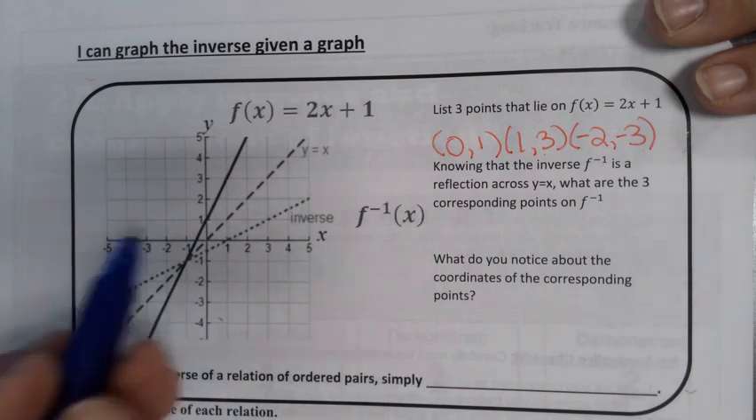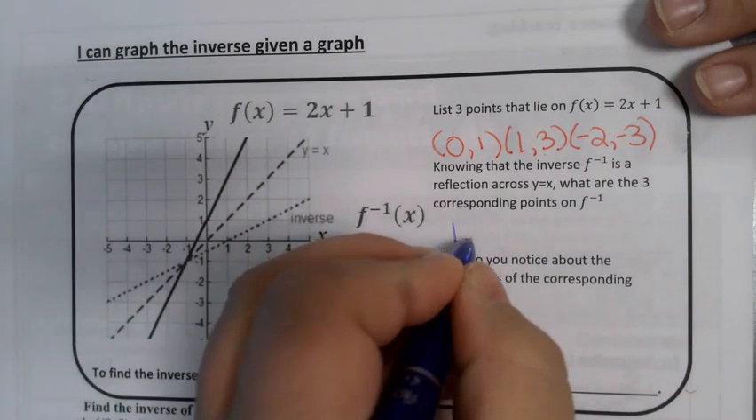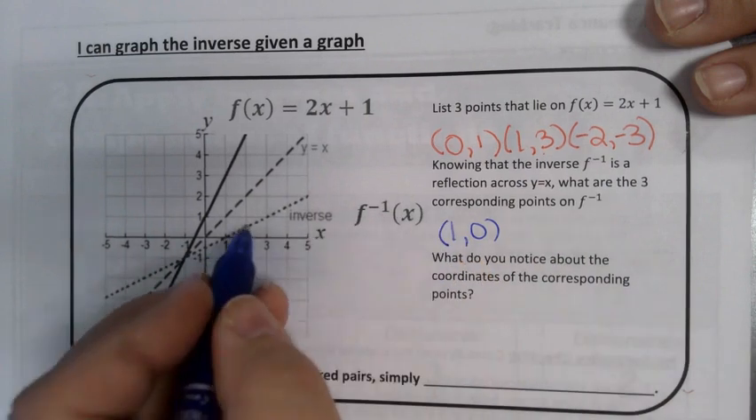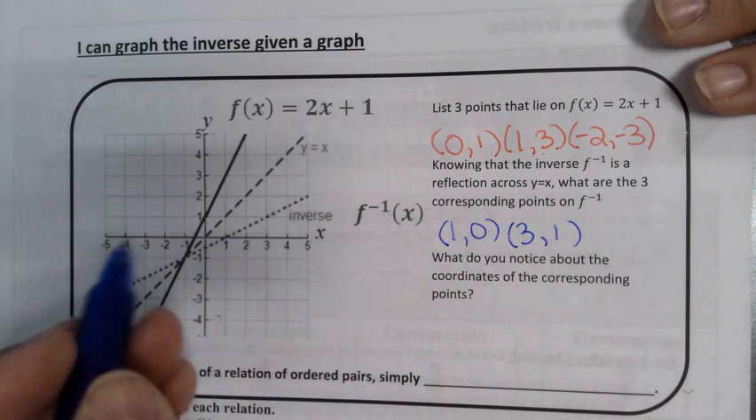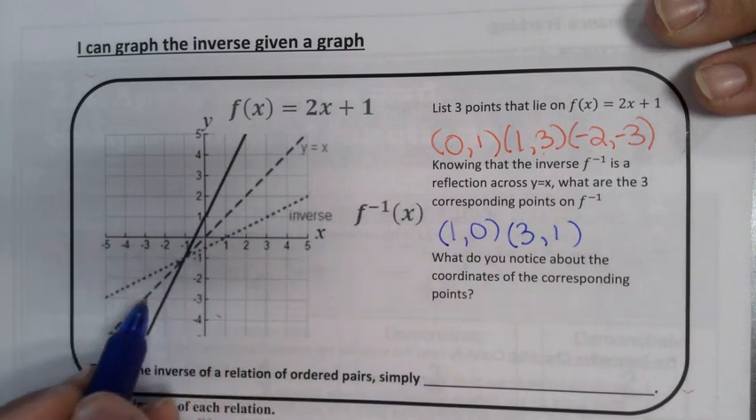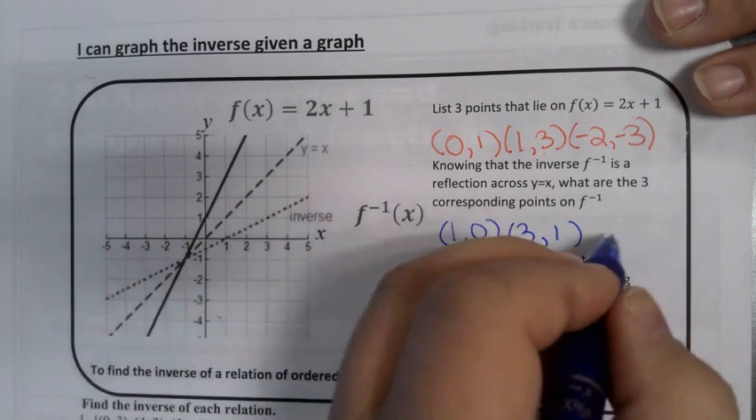So 3 of those points might be 1, 0. Another point would be 3, 1. And then another point from the other side would be -3 and -2.